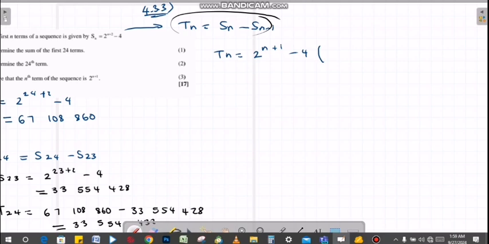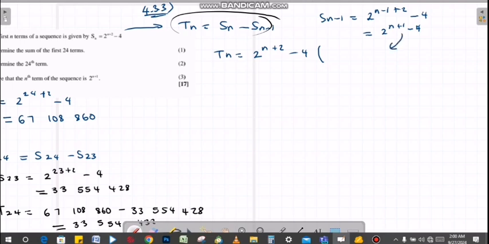Then how do you get S(n minus 1)? S(n minus 1) is the same as 2 to the power of n minus 1 plus 2. Why did I say minus 1 here? Plus 1. Okay, let's correct this one. This is plus 2. Then 2 to the power of n minus 1 plus 2, then minus 4, which is 2 to the power of n plus 1 minus 4.